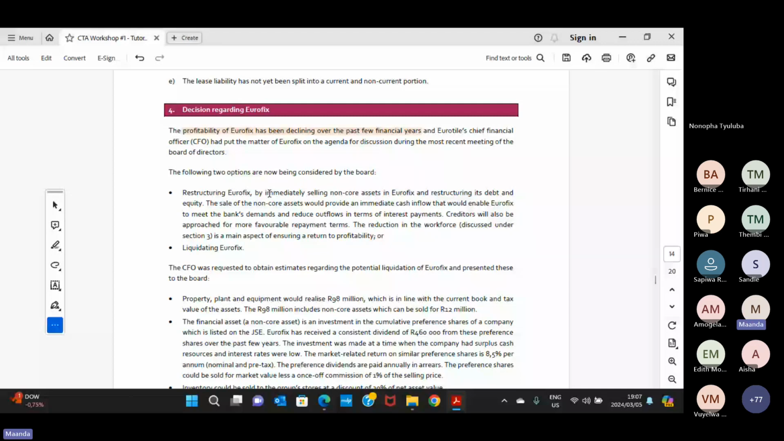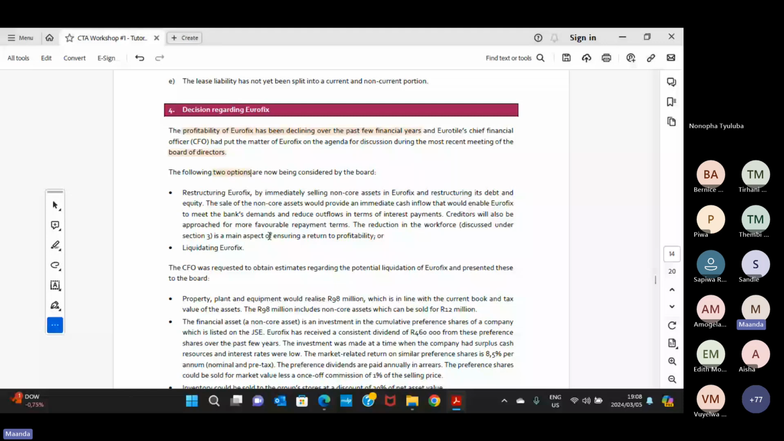All right. We are told that the CFO had put the matter of Eurofix on the agenda for discussion during the most recent meeting of the board of directors. So what are those options? Those are the 2 options we're talking about. The first option is restructuring, which is this paragraph. The other is the liquidation that is coming through.